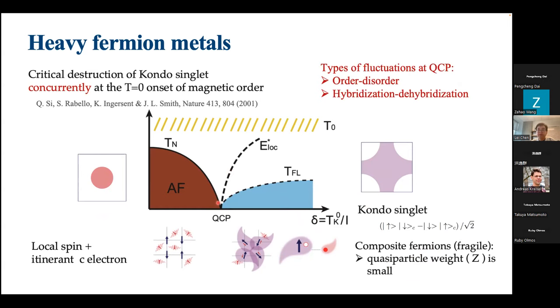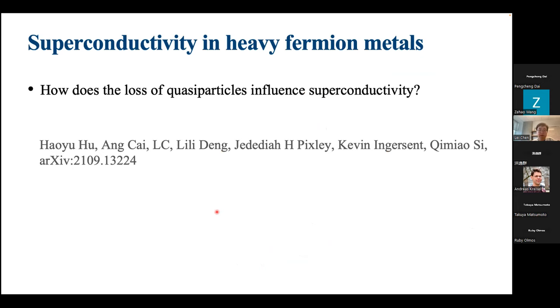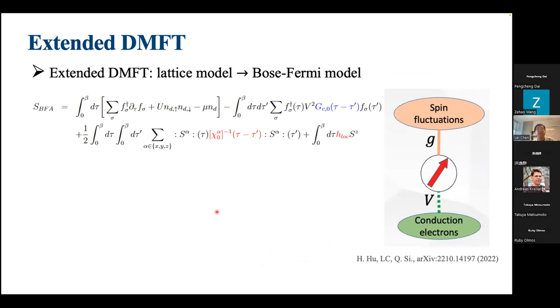At this quantum critical point, in addition to the conventional Landau type of order parameter fluctuations, we also have additional fluctuations coming from this hybridization and dehybridization. The question that arises is how these additional fluctuations are going to influence the superconductivity. The method we would like to introduce here to solve this model is the so-called extended dynamical mean field theory. We map the lattice model into this Bose-Fermi Anderson model, in which you have a local spin coupled with a fermionic bath, which is used to mimic the conduction electron, and in addition it's also coupled to a bosonic bath, which is used to capture the spin fluctuations. And you would have all these self-consistent equations.